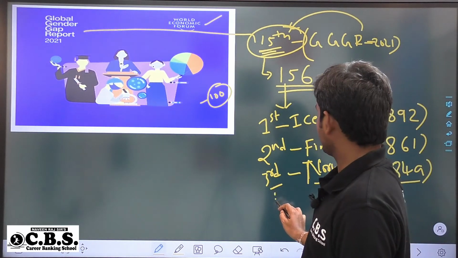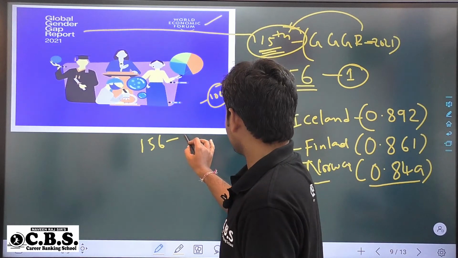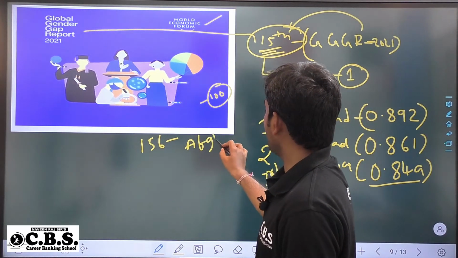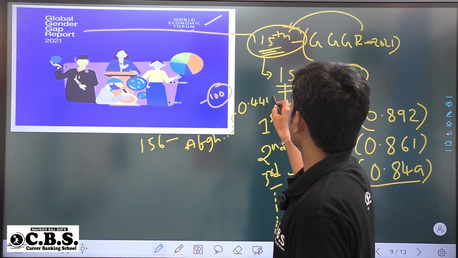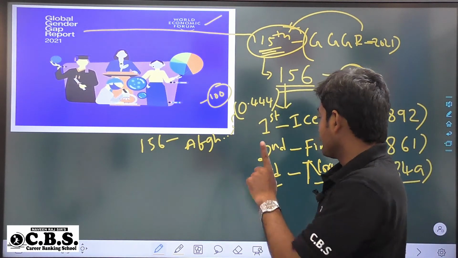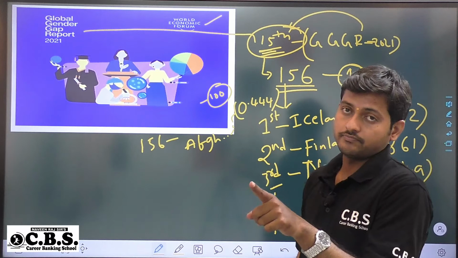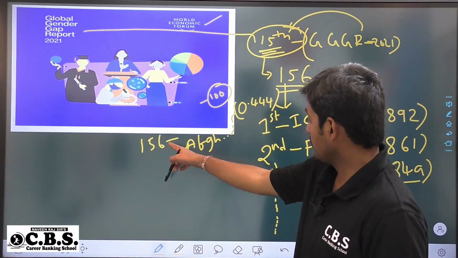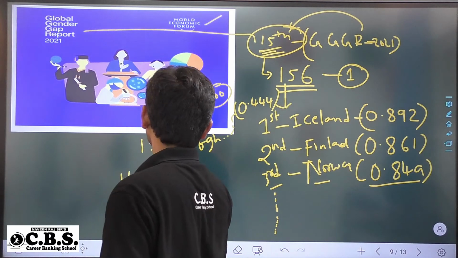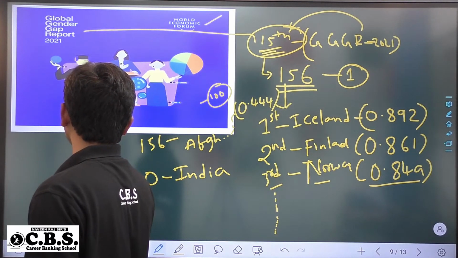See, like this, how many countries were awarded rankings? 156. The 156th country is not important from the examination point of view. Here, the 156th country is Afghanistan with a 0.444 score. All the rankings are not important, but the first ranked country, and to some extent the second, and equally important is India's rank. Out of 156 countries, India was awarded 140. This is India's rank. Our score is 0.625, also important.